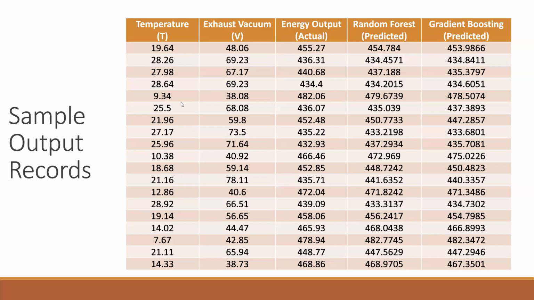So here are some of the sample output records, and I've tried to put it considering just the temperature, exhaust vacuum, and the energy output, which is the actual value that's been provided in the CSV file. Here you can see the random forest predicted value and the gradient boosting predicted value. For the first row, it was 455.27, and the random forest predicted it to be 454.784, and the other one predicted that to be 453.9866. And you can see that the values for the rest of the ones are almost nearly matching as well.